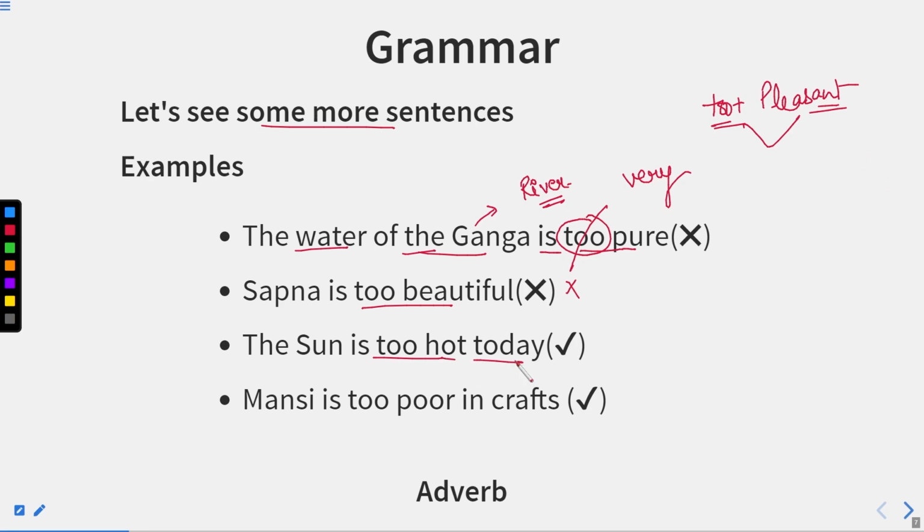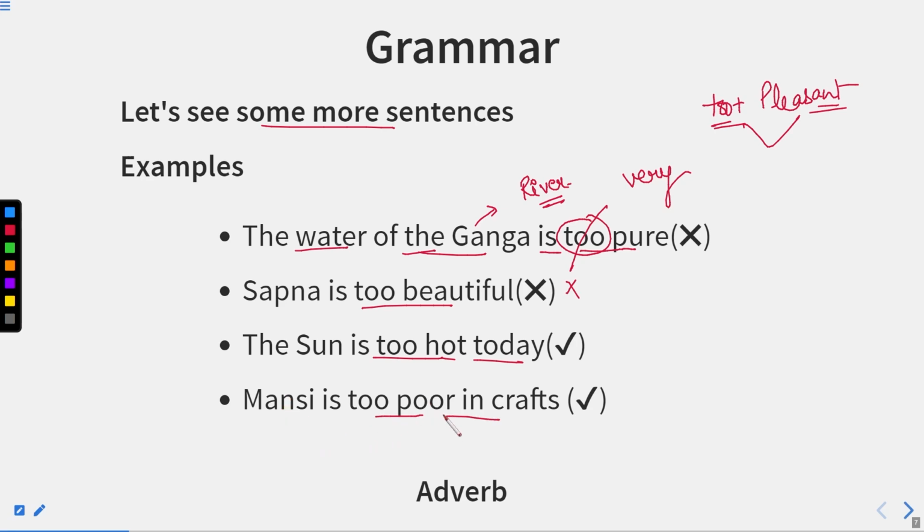The sun is too hot today. Now this sentence is correct, because if I'm saying too hot, it means it should not be like that. So here this word too is absolutely correct and suitable. Just because if I'm saying the sun is too hot today, that means I'm saying that this is a mistake, because the sun should not be that much hot. It should be little, or it should be lesser hot, or you can say less hot that day. Mansi is too poor in crafts.